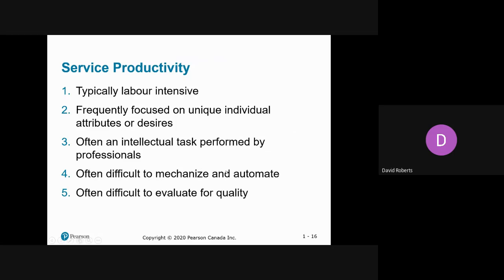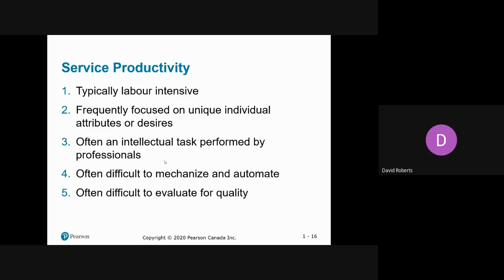So service productivity is fairly straightforward. The fact that it's very labor intensive is very much based on the uniqueness of the individual. Different individuals are simply faster. Somebody will be faster at cleaning a room if you're a cleaning person. Another person might be faster at typing a letter or keyboarding and things along this line. And services can be difficult to mechanize. They're slower to adapt to mechanization.